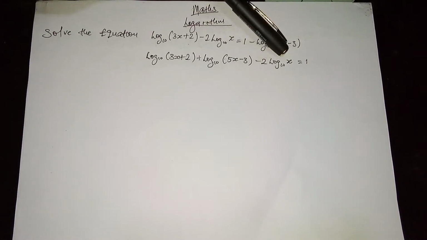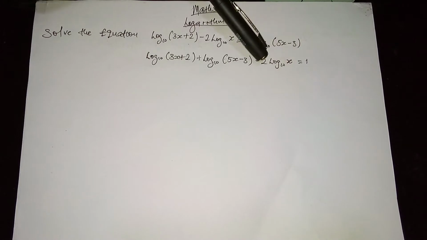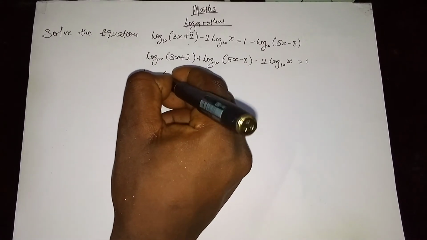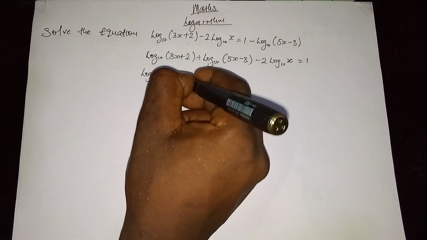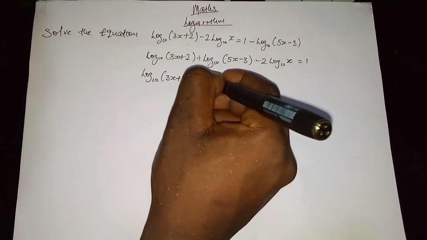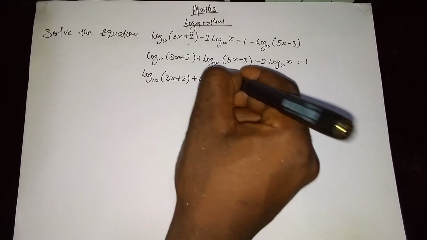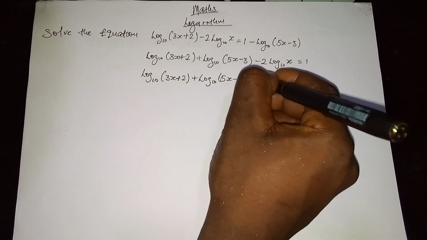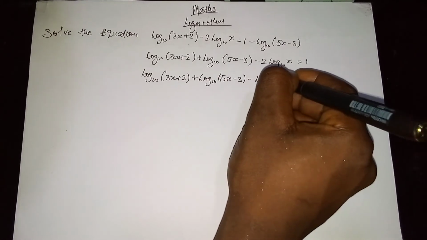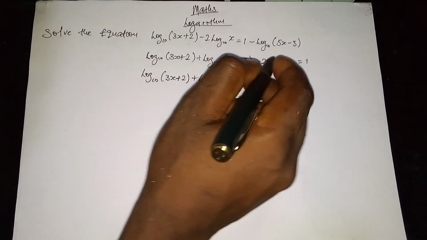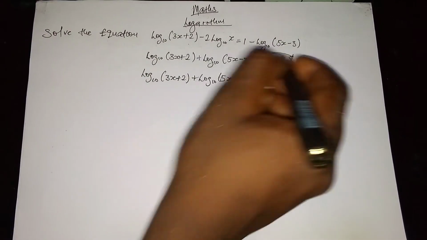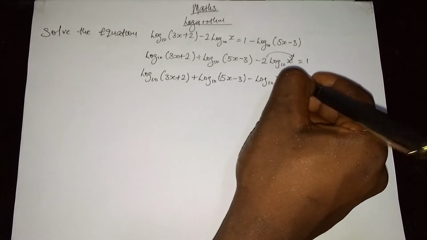This 2 is going to take index to x. What do I mean? We are reversing this 2 to x, so we have log to base 10 (3x plus 2) plus log to base 10 (5x minus 3) in bracket minus log to base 10 x squared, because 2 will go as index to x, which is the x that I have here, then equal to 1.